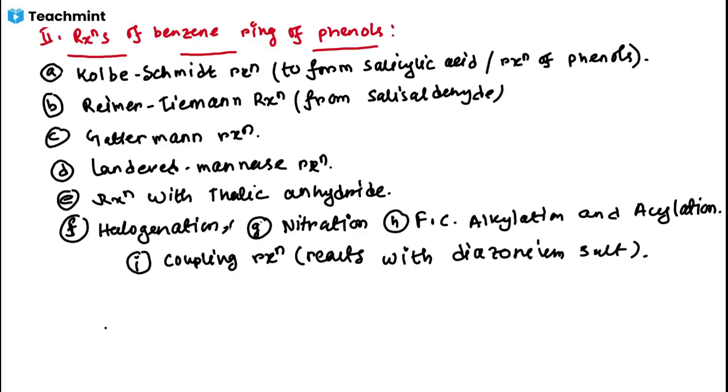Then we move down. The general reactions of the benzene ring include halogenation, nitration, Friedel-Crafts alkylation and acylation, and the coupling reaction also. When phenol reacts with a diazonium salt, it is called the coupling reaction. Apart from these several reactions, we introduce here the Kolbe-Schmitt reaction and its application.